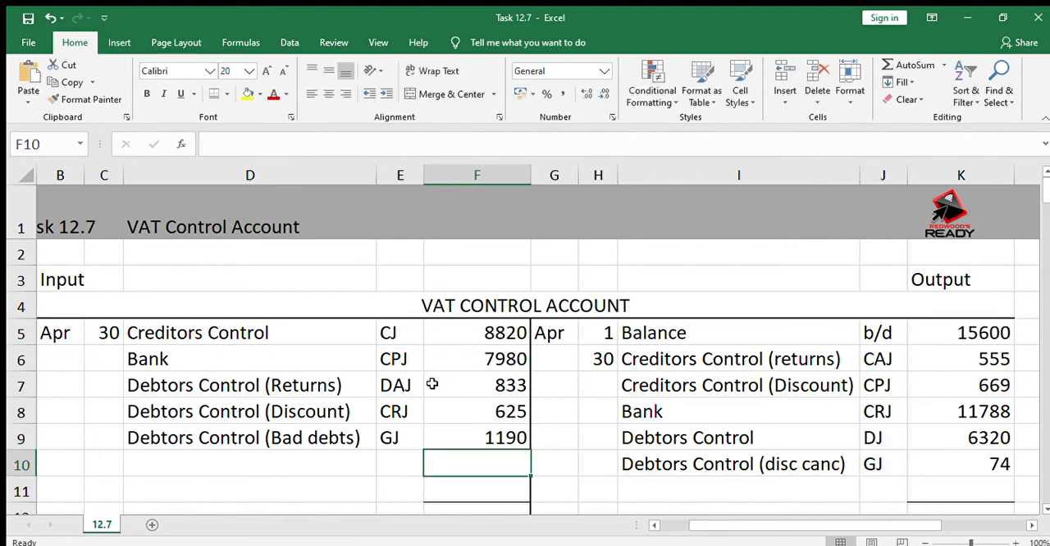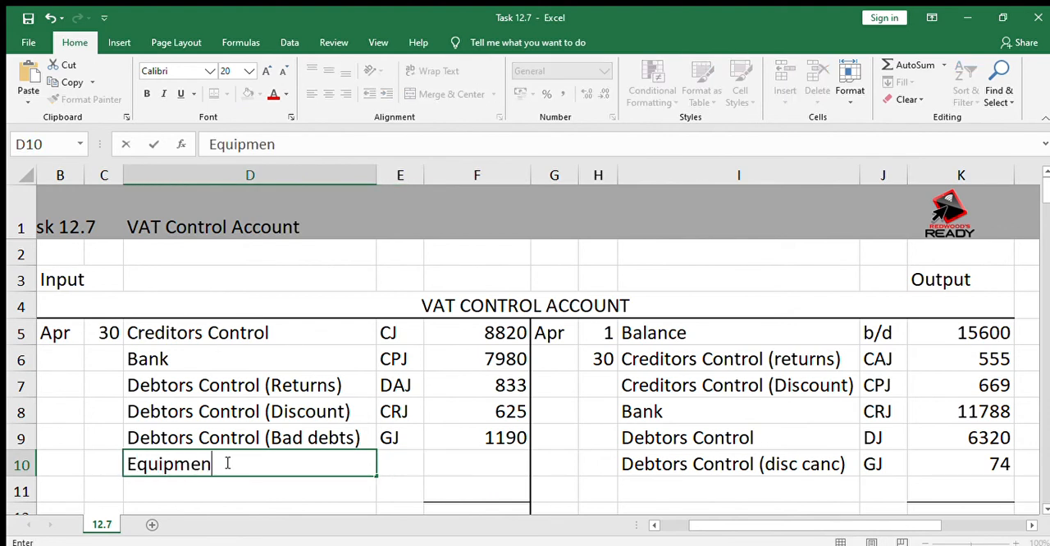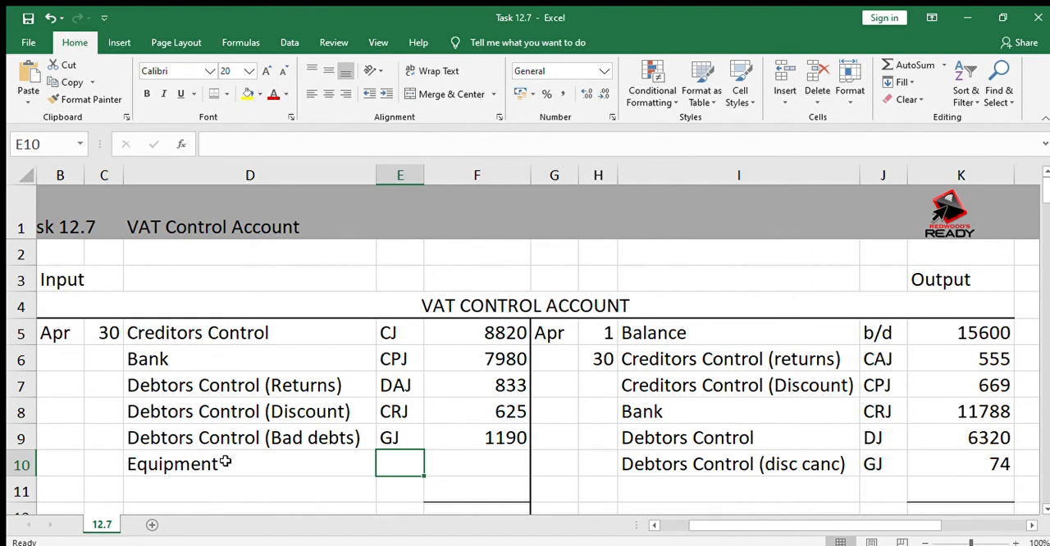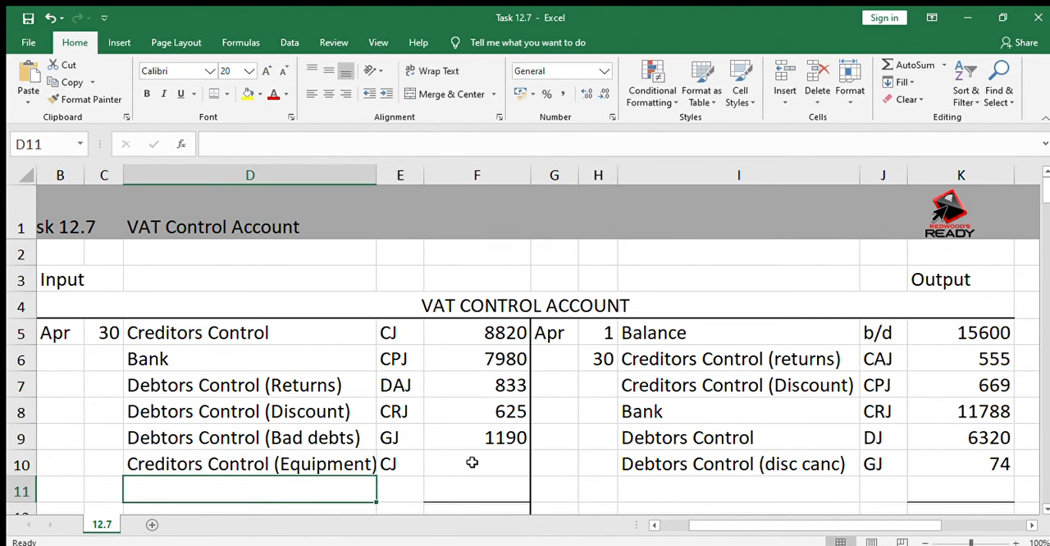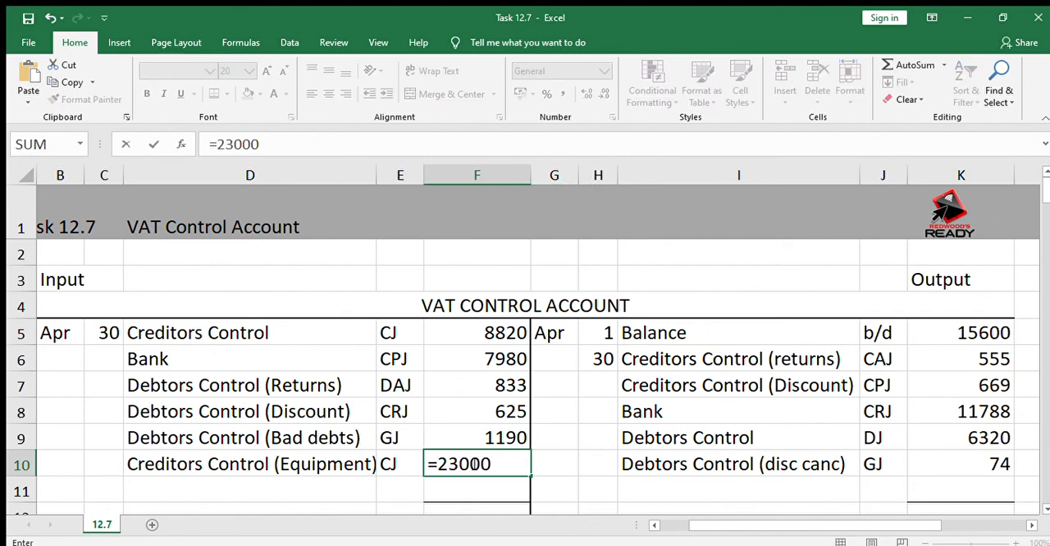And Sean bought equipment on credit for the business, 23,000, and that still needs to be added on. When goods are purchased, it goes to the debit side. So it's equipment which was purchased. It was bought on credit, so the folio is CJ. Sorry, this would actually be creditors control, but as I told you, the details are not so serious in exams, so it doesn't really matter if you put equipment. 23,000 excludes VAT, so we're just going to say 23,000 times 15%.